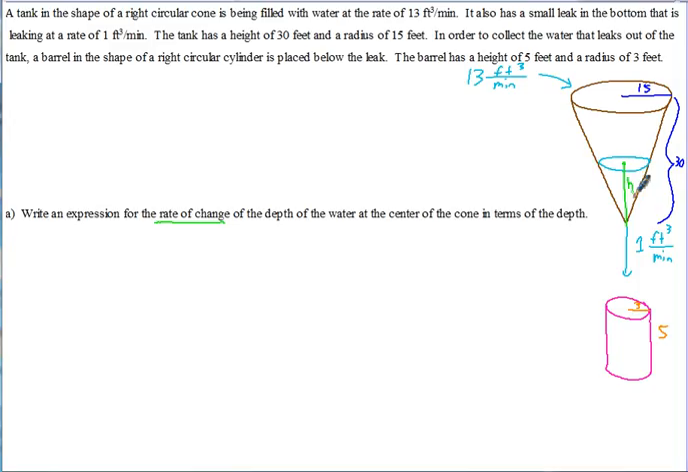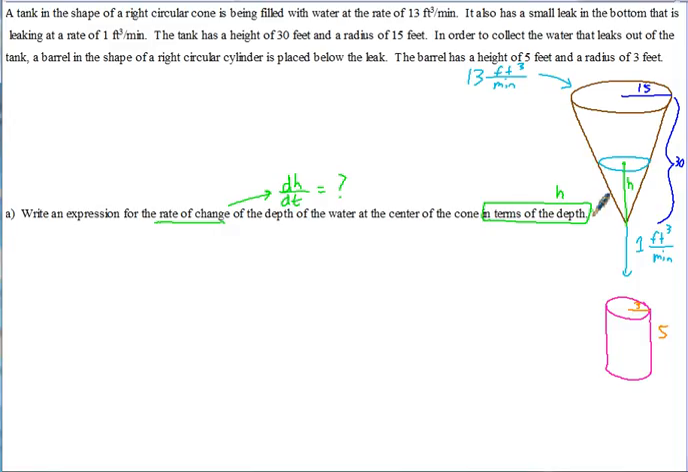And we're trying to find its rate of change. So what we're looking for here in part A is dH/dt. And then notice it says in terms of the depth, which we call h. So our answer is going to have h in it. We're not going to get a specific number like we did in the previous two problems, like 5 or -2. We're just going to get something that has h in it.